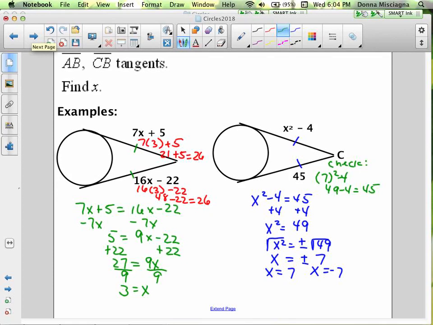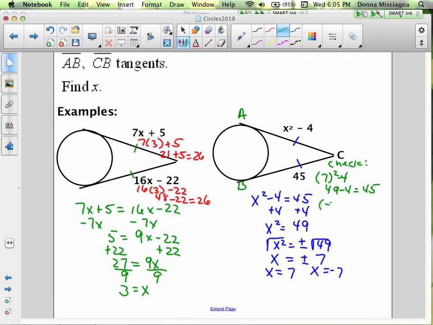Because, oops, we lost a letter there. We know that AC and BC are the exact same length. So whatever BC is, AC is the same thing. But we're checking to see if 7 and negative 7 are good solutions. 7 works out. That equals 45.